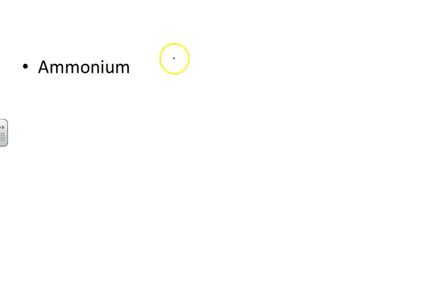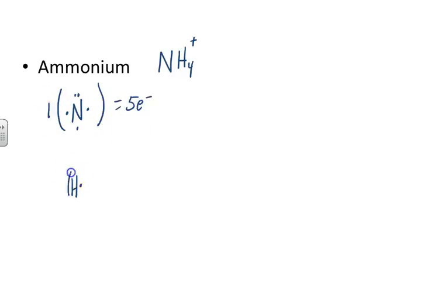Next, let's do a positive ion. Ammonium is a polyatomic ion also that has the formula NH4 with a +1 charge. So we have a nitrogen and we have some hydrogen. Nitrogen's in group 15, so that gives us 5 valence electrons. Hydrogen's in group 1, 1 valence electron. We've got 1 nitrogen. 1 times 5 is 5 electrons from nitrogen. We've got 4 hydrogens. 4 times 1 would be 4 electrons coming from hydrogen. That totals to 9 electrons.